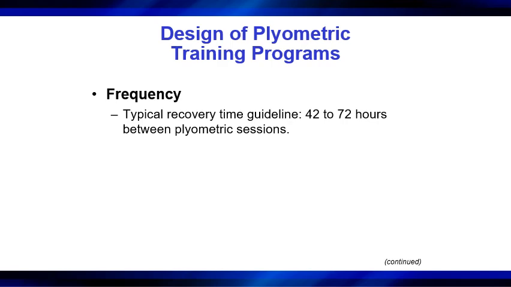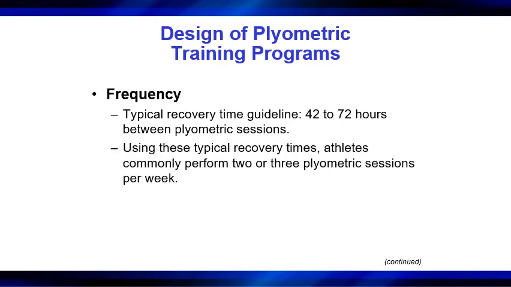So your frequency, typically the guidelines, you want 48 to 72 hours, and it says 42 up there. 48 to 72 hours would be good between plyometric training sessions. And again, using typical recovery times, you're looking at 2 to 3 plyometric sessions per week.